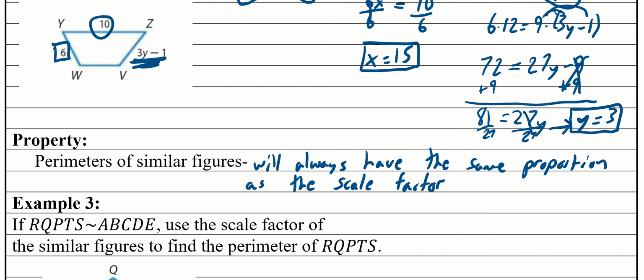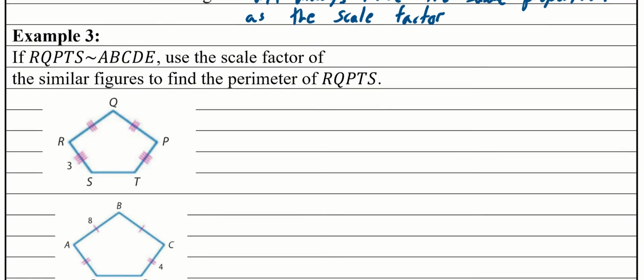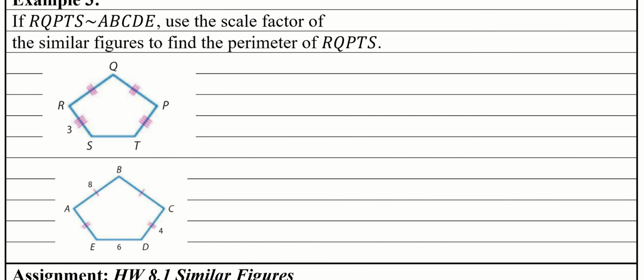Okay, we'll have the same proportion as the scale factor. So in other words, all the proportions or the fractions that we look at with the side lengths can also apply to just the perimeters as a whole. Okay, so last one here, example 3, practicing this a little bit.